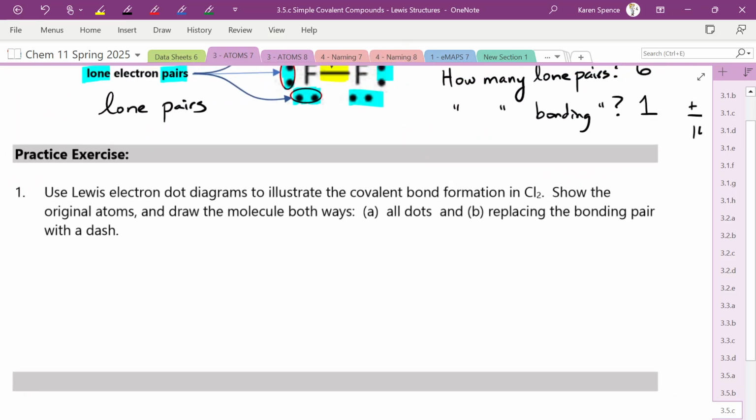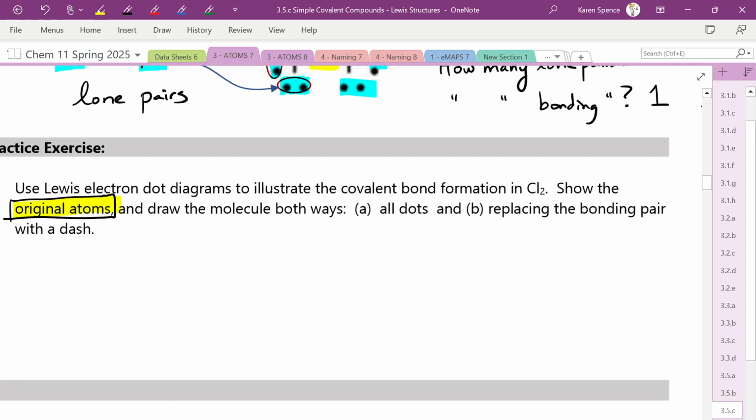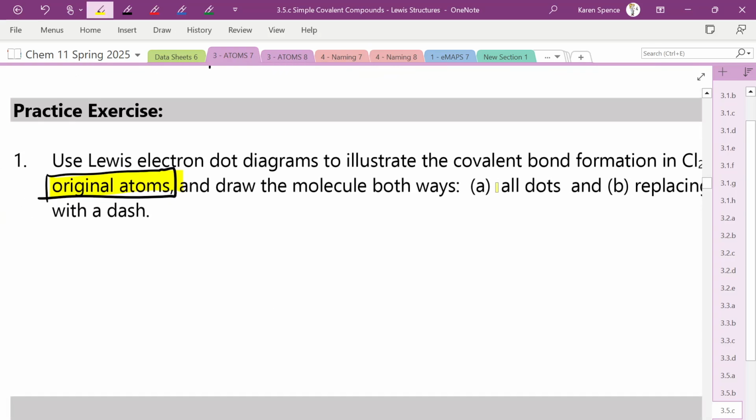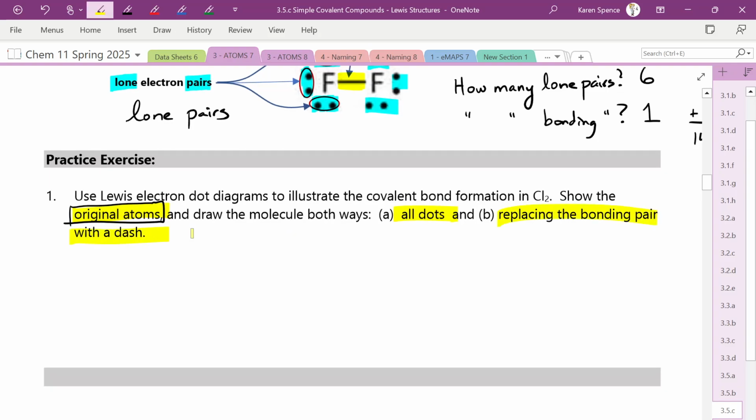All right. Please draw Lewis dot diagrams to illustrate the covalent bond formation in Cl2. So you're going to show the original atoms. You're going to draw the molecule both ways, all dots, and by replacing the bonding pair with a dash. Give it a try. Chlorine, Cl2.